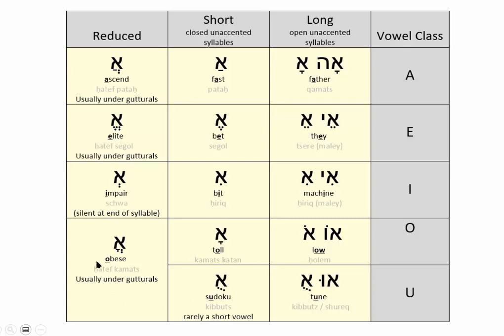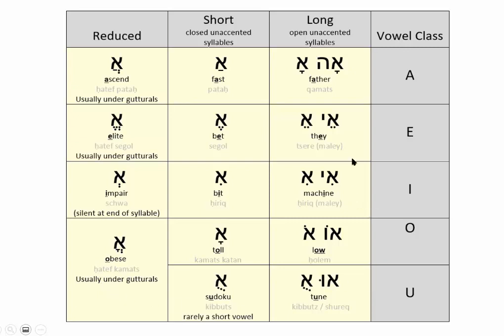Now, the O and U class vowels have a lot of overlap. You can see it here because there is no reduced vowel specifically for O versus U vowel classes. The same kamatz katan will be used for a reduced U vowel, just like it will be used for a reduced O vowel. So again, the chatef kamatz is a short O sound, like in the word obese.